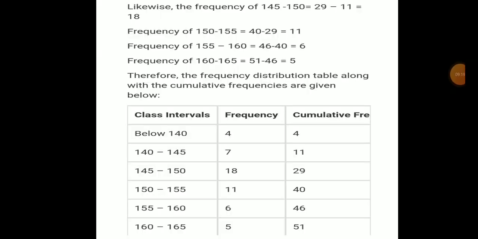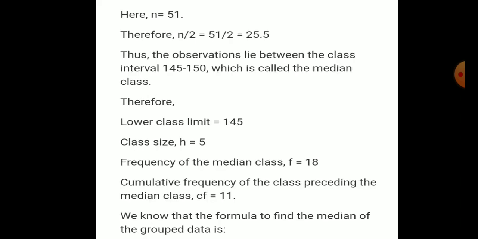So, class intervals below 140 is 140, 145, 145, 150, and so on. The frequency is 4, 7, 18, 11, 6, 5. Cumulative frequency is 4, 11, 29, 40, 46, and 51. So here, N is 51. Therefore, N divided by 2 is equal to 51 divided by 2, which is equal to 25.5.